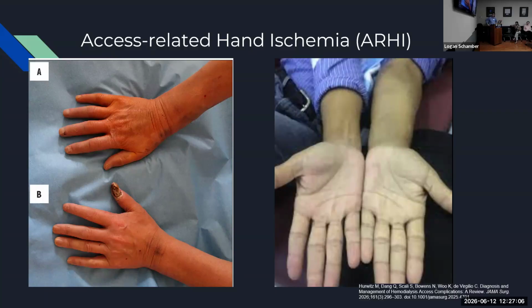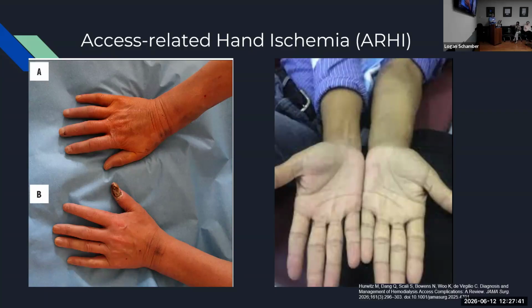So diagnosis of access-related hand ischemia is mostly clinical. It is manifested by cold skin, cyanosis, numbness, weakness, or even digital ischemia in severe cases in the extremity that is distal to the access. I think a very important caveat for my fellows to remember is that these symptoms can be present only during dialysis, but a cardinal sign is they're worsened during dialysis. Okay, so that's something to think of when they're complaining of these symptoms. The symptoms can improve with manual compression of the AV access.